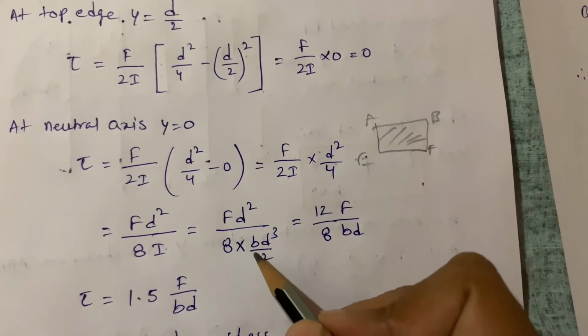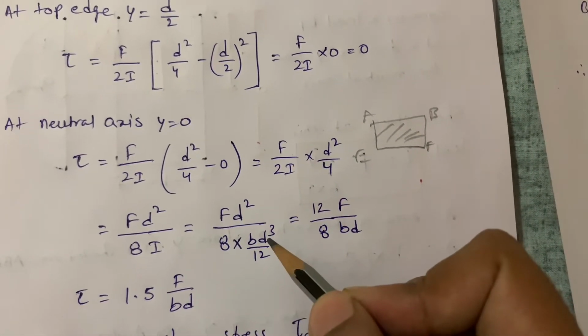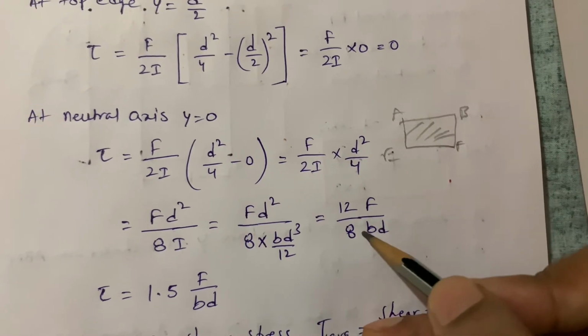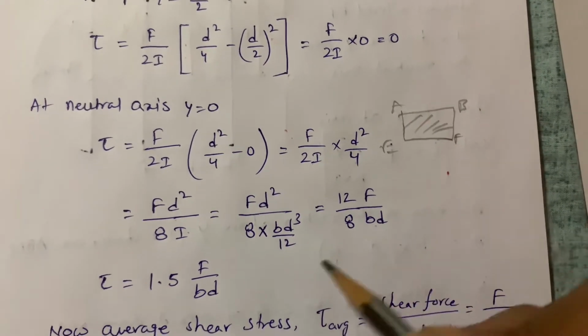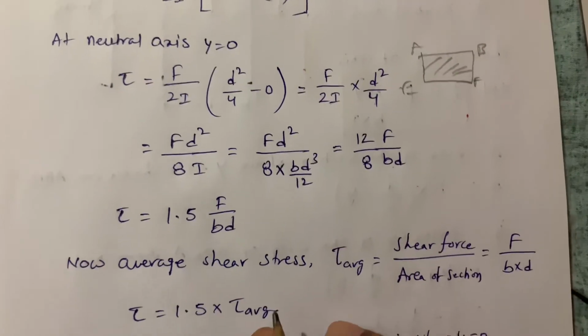The moment of inertia formula for a rectangle is b d cubed by 12. So I got 12 by 8 into F by b d. I got this value. Now, the average shear stress.